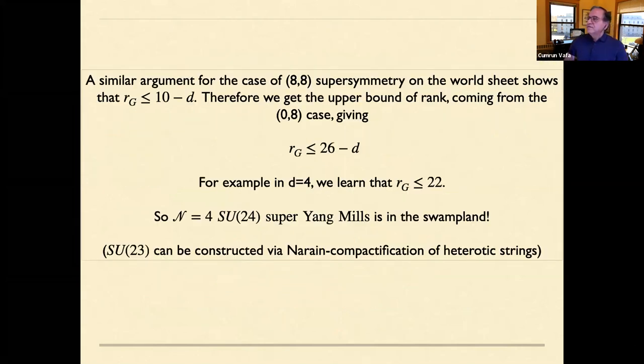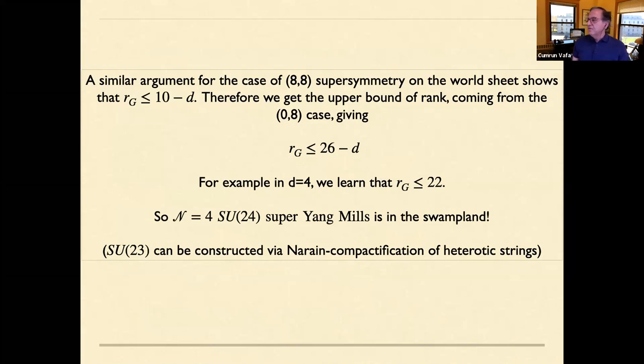So this was for the case of the 0,8 supersymmetry, which is the generic case, but sometimes in the infrared you can get enhanced supersymmetry, and it could enhance to 8,8. In that case, one can show that the rank is bounded by an even smaller number, 10 minus d. The higher upper bound in both cases comes from the 0,8 case. So the rank of the group in any dimension d for theories with 16 supercharges is bounded by 26 minus d.